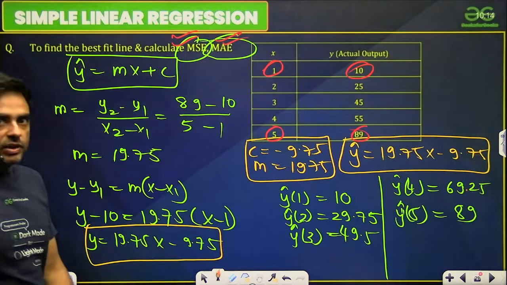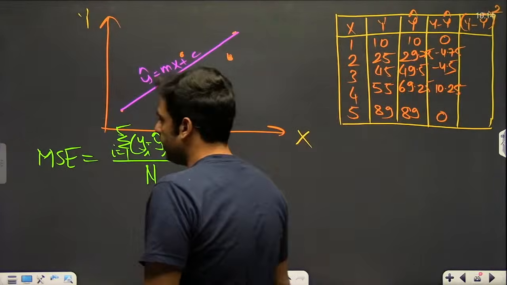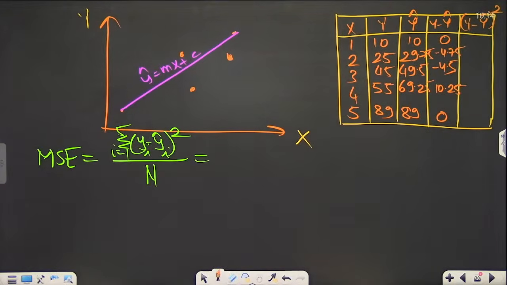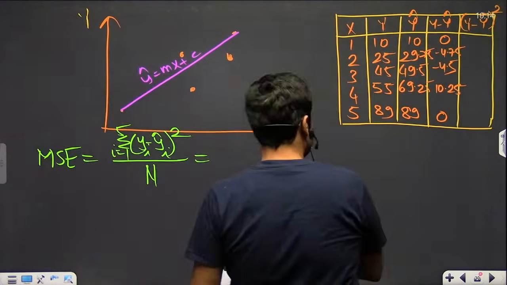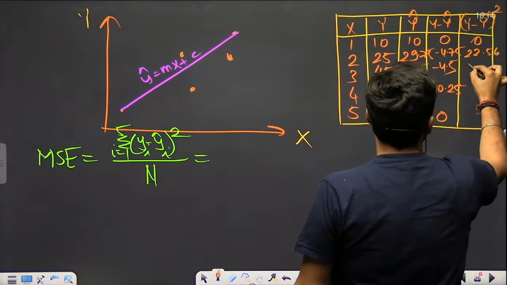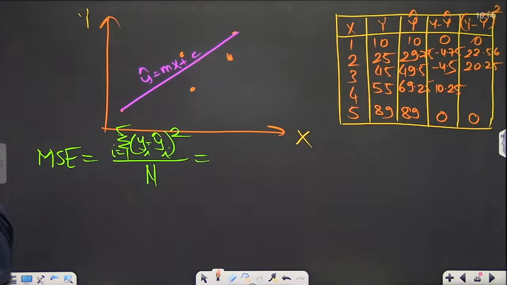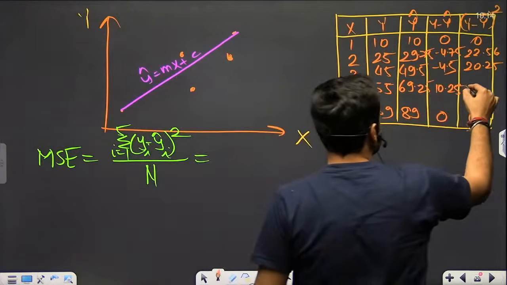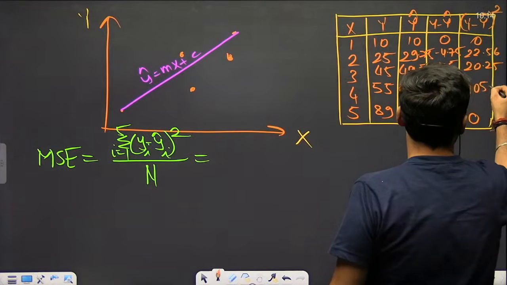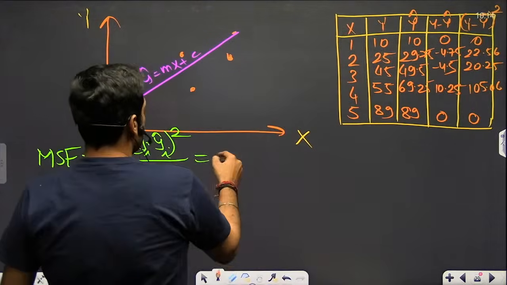After this, what I have to do is calculate (y minus y hat) whole square. So that would be 22.5625, 20.25, and this is 20.25, this is again 0, and the fourth one is 105.0625. Now I would just add all these things.